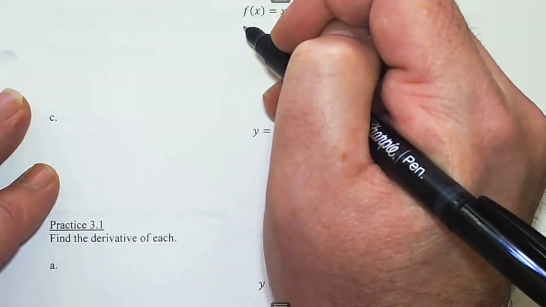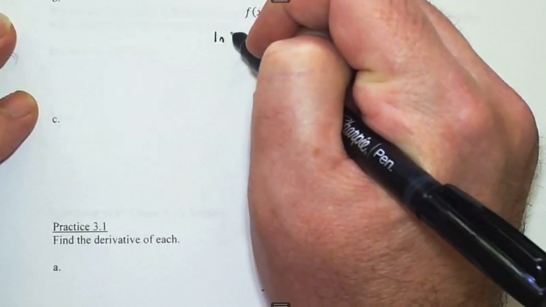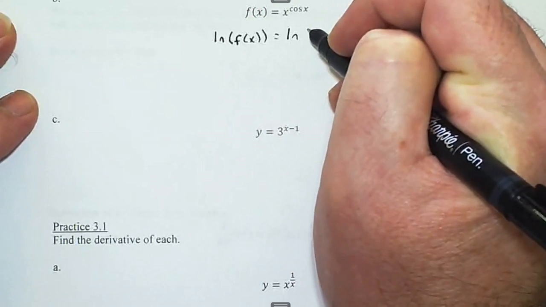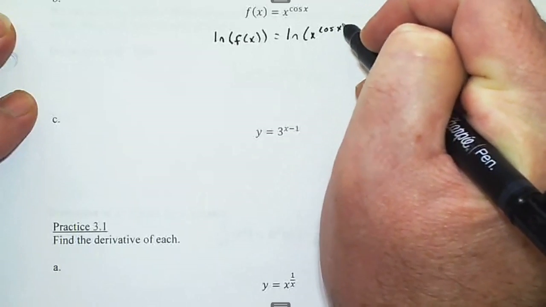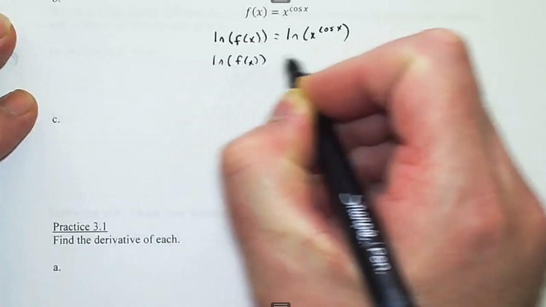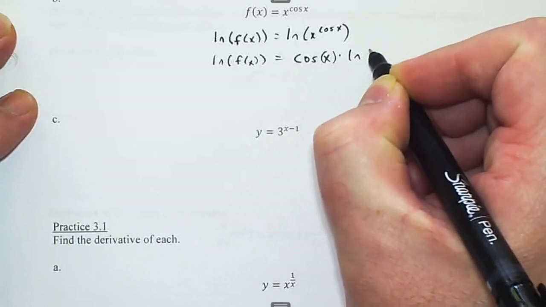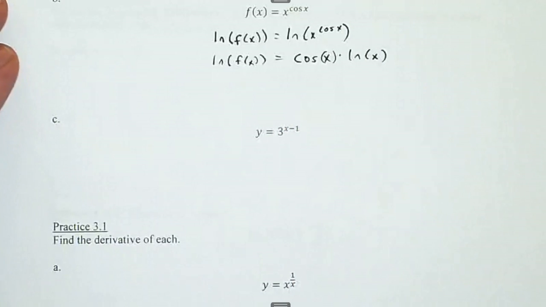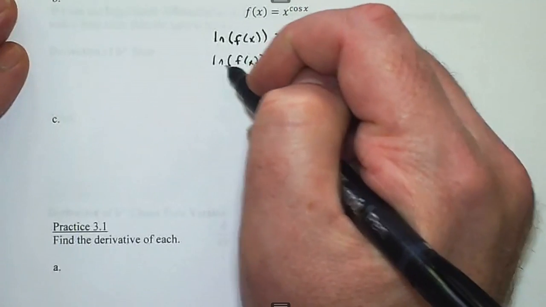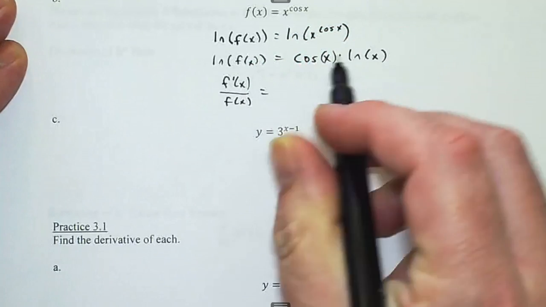So let's take the log of both sides. All right, so this is the natural log of f of x is equal to cosine of x times the natural log of x by using the log expansion. All right, I'll take the derivative of both sides. And the derivative of the natural log of u is u prime over u.